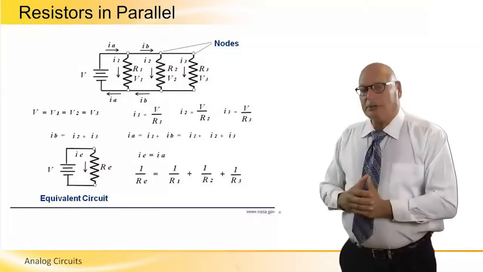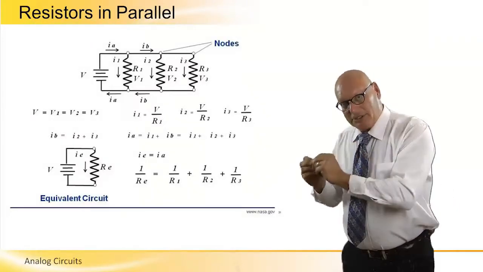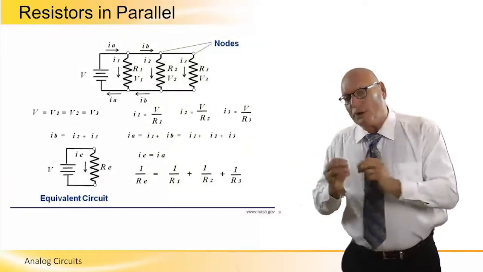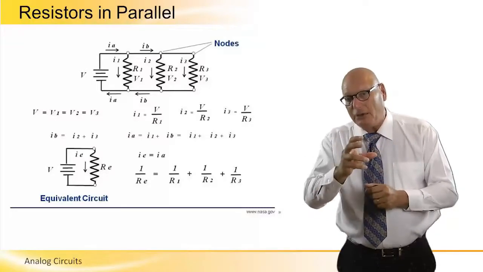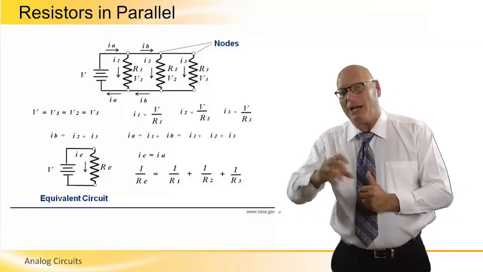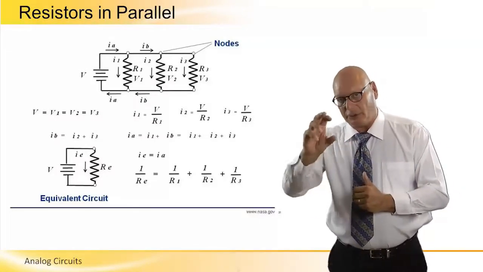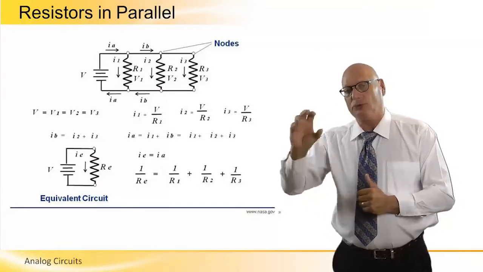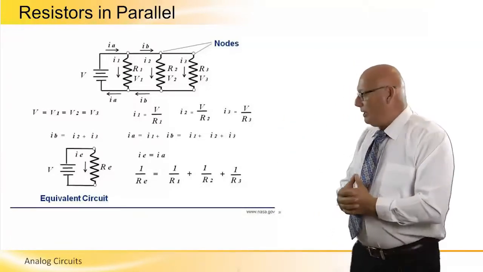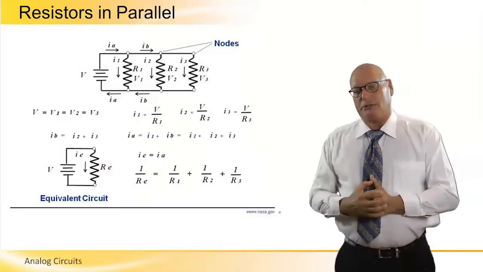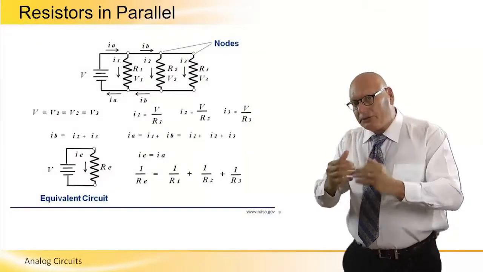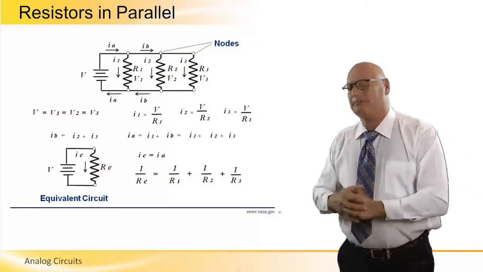On the left, I demonstrate what I said before. V of the battery is identical to V1, the voltage across R1, V2, and V3. Now, in terms of the resistance, this is kind of a summary, a repetition of what we did before, but this is the place to do it.